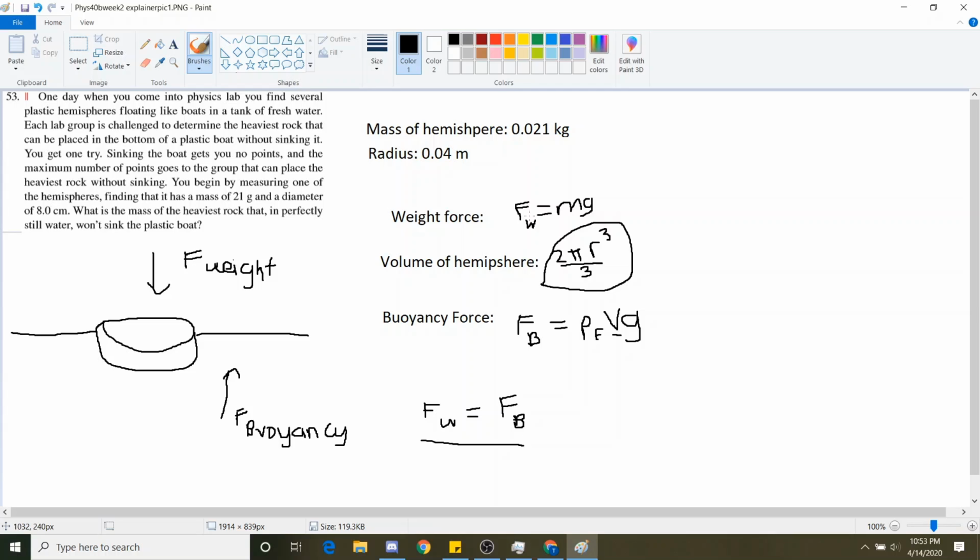So we start out with calculating the buoyancy force. The ρ is the fluid density. The fluid we will be putting our plastic hemisphere in is water, so that's 1,000 kilograms over meters cubed, if I'm not mistaken. And we need to find the volume, which is given by the volume of a hemisphere equation, which is 2, so it's multiplied by 2 pi, the radius is 0.04 meters cubed, and that's multiplied by g.